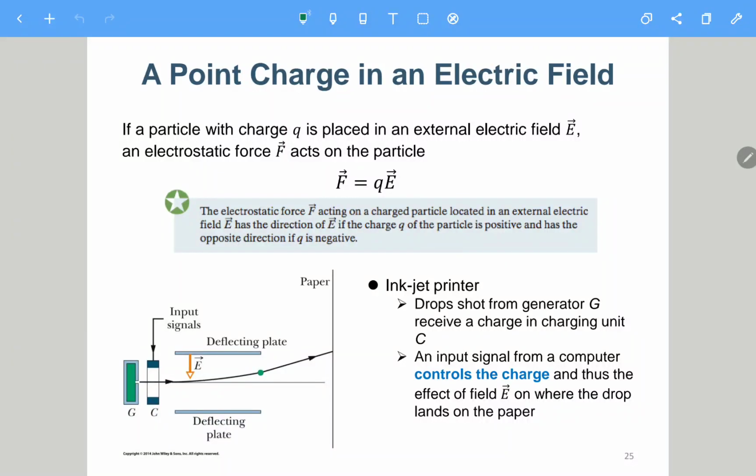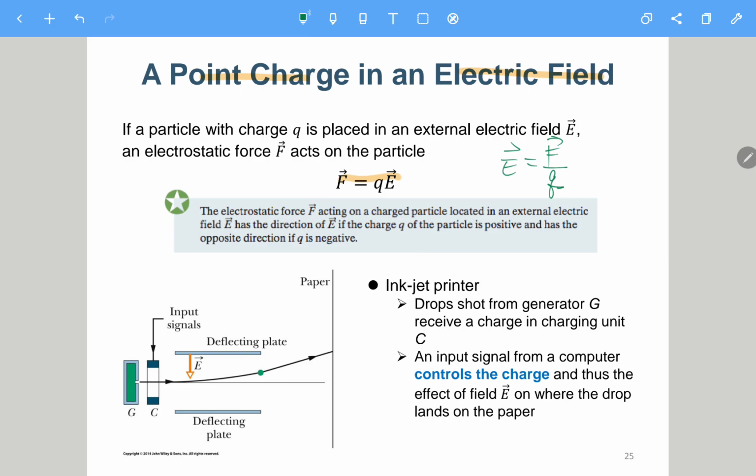Okay, so here finally we will finish off chapter 22. So this part we talk about the point charge in the electric field. The equation is easy. At the very beginning, the definition is E equals F over Q. So we just move this Q to the other side. It becomes F equals QE.